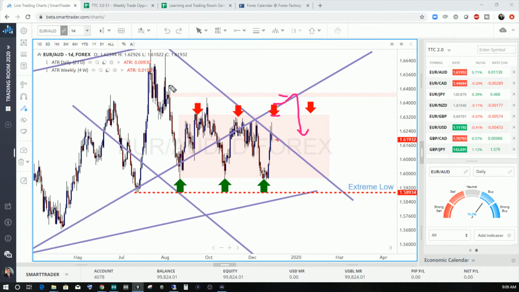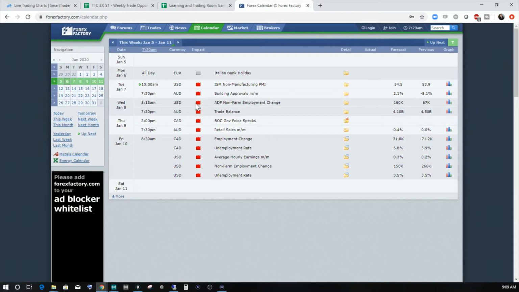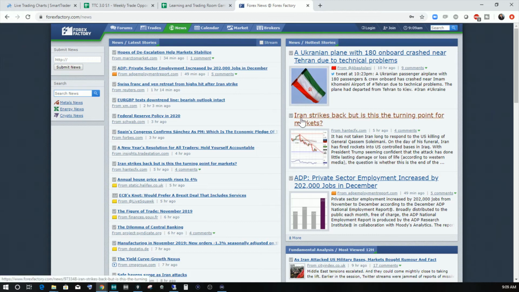So not too unhappy. But I'm also not oblivious to the fact that we are seeing some details coming all across the board, and that we are seeing price moving according to the news. And there you can see Iran strikes back. But is this the turning point for the markets? All right, so we've got all of this news coming down based on what's happening right now between the US and Iran, and clearly we're not done yet.